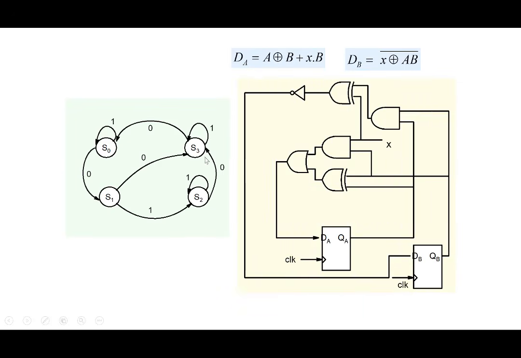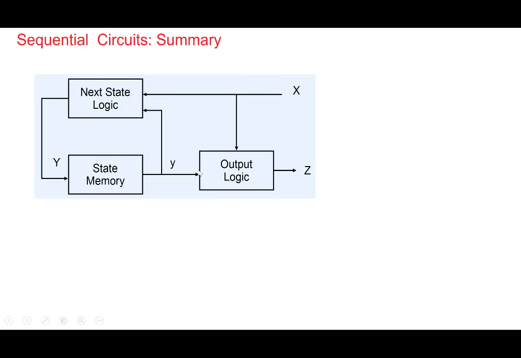And then we go ahead and implement it here. Those two expressions, DA and DB, are implemented in this particular manner, in this network of gates here, right? So that becomes the circuit which implements this particular state transition graph here. All right, so in summary, the synchronous sequential circuits can be described by this particular block diagram.